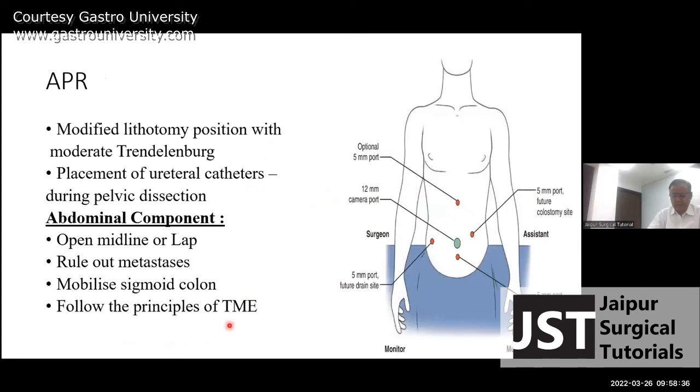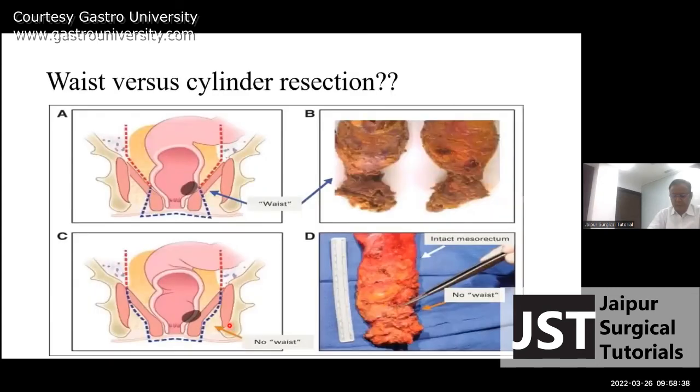So the best way to describe it in the exam would be that in the classical APR, the levator ani muscle is taken at its insertion into the rectum. Whereas in extended or extra levator APR, it is divided at its origin from the lateral pelvic wall. Okay, sir.